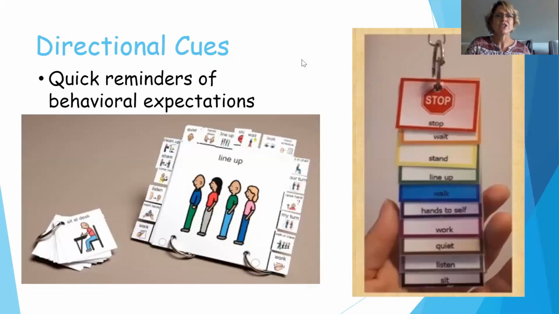These are directional cues, and they're just a quick reminder of behavioral expectations. So oftentimes we'll have them that say quiet or sit, hands to self, walk, stand up, that kind of thing. Some of the ones we are using a lot these days are make sure you have your mute on or turn your mute off. We can't hear you. Don't forget, you still need to raise your hand.